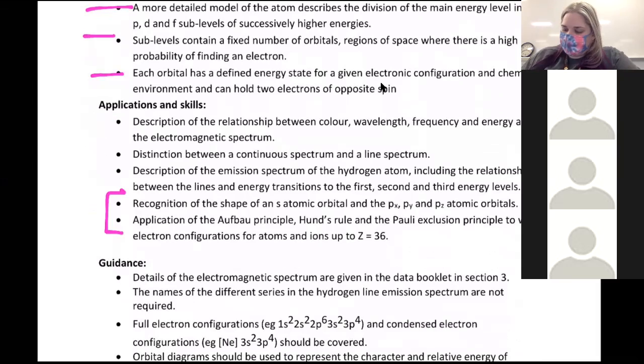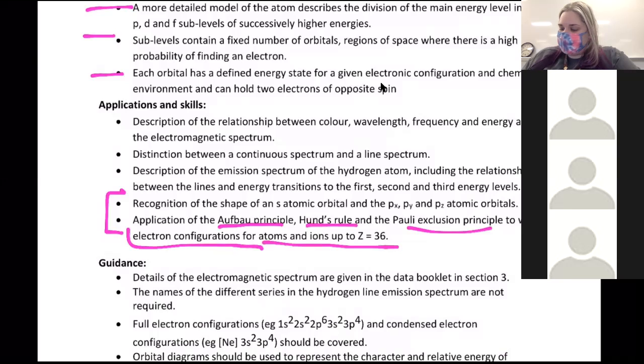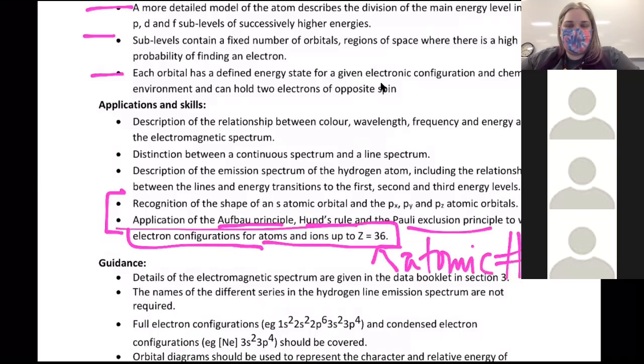We learned all these rules last year: Aufbau principle, Hund's rule, and the Pauli exclusion principle. And we should be able to write electron configurations for atoms and ions up to atomic number 36. Remember that Z is atomic number. If they tell us to write the electron configuration for an element, they might say Z equals, and then give us a number. When they do that, they're telling us that's the atomic number, so that's the number of electrons that you need to do for your configuration.